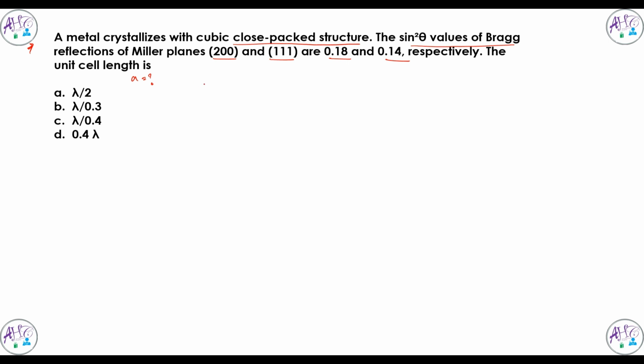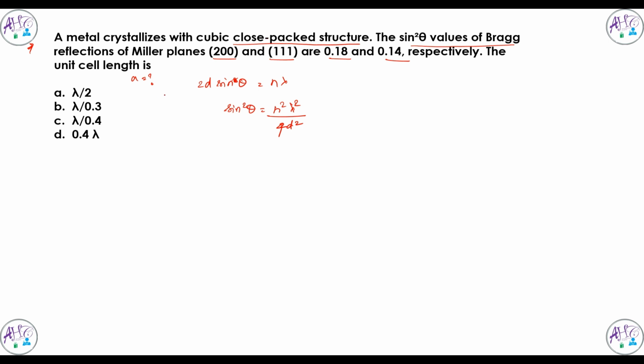Okay, first we will derive the equation. So we know 2d sin theta is equal to n lambda. Okay, so sin square theta is going to be equal to n square lambda square by 2d square, that's going to be 4d square. Okay? So it is going to be equal to this. And then we know your simple cubic system.